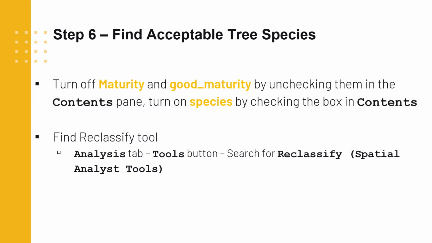Now we have 2 of our 3 criteria for our picnic park. Next, we need to find our acceptable tree species. So what I'd like you to do is turn off the maturity and good maturity by unchecking them in the contents pane on the left and turning on the species layer by checking it in the contents pane. Now we're going to look for the reclassify tool. To do this, you're going to go to the Analysis tab, Tools button. You're going to search for Reclassify, Spatial Analyst Tools.